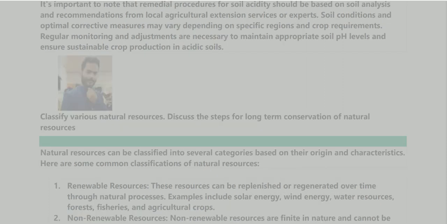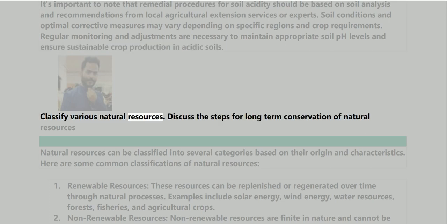It's important to note that remedial procedures for soil acidity should be based on soil analysis and recommendations from local agricultural extension services or experts. Soil conditions and optimal corrective measures may vary depending on specific regions and crop requirements. Regular monitoring and adjustments are necessary to maintain appropriate soil pH levels and ensure sustainable crop production in acidic soils.